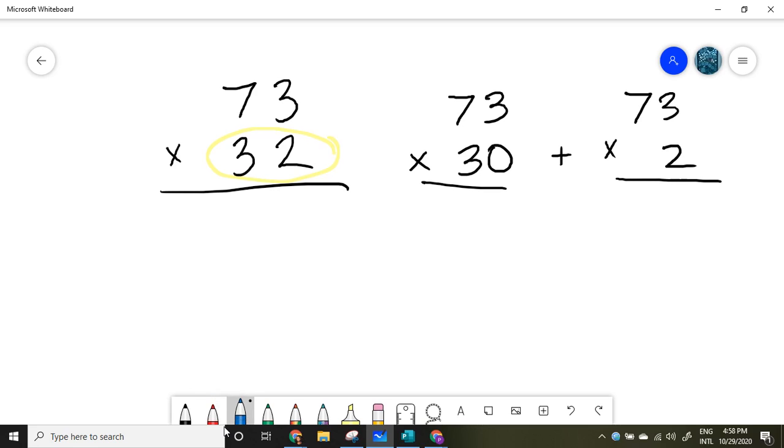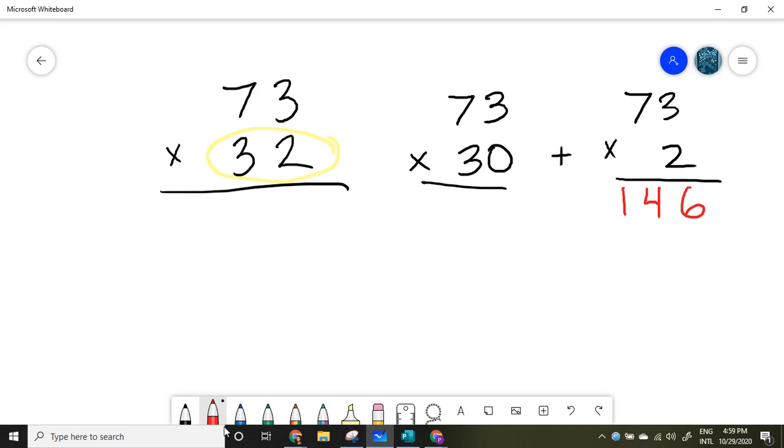Next, I'm going to start with my ones. That means I'm going to start with this 2. So I will do 2 times 3 first. 2 times 3 is 6. Next, I will do 2 times 7. 2 times 7 is 14. I am done with my ones. I have finished multiplying 73 times 2.